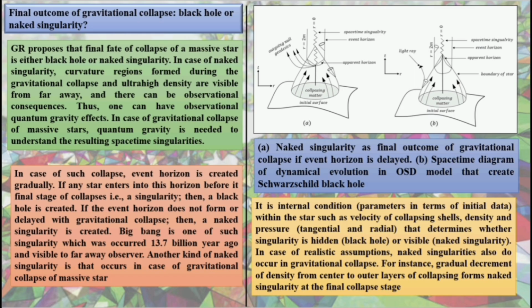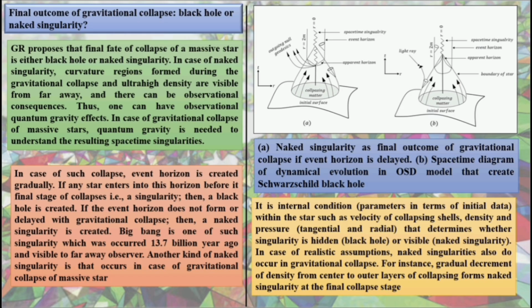In case of gravitational collapse of massive stars, quantum gravity is needed to understand the resulting space-time singularities. In case of such collapse, what happens? The event horizon is created gradually. If any star enters into this horizon before it reaches the final stage of collapse, a singularity, then a black hole is created.